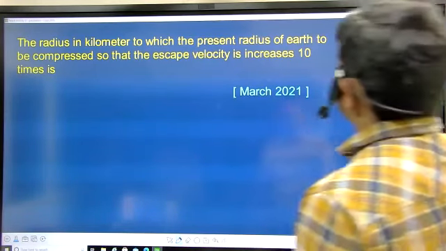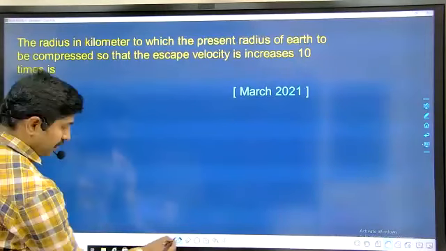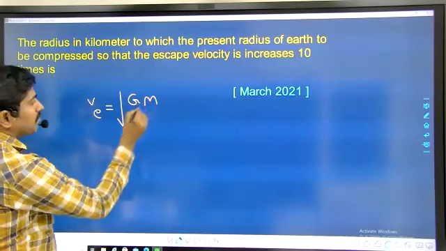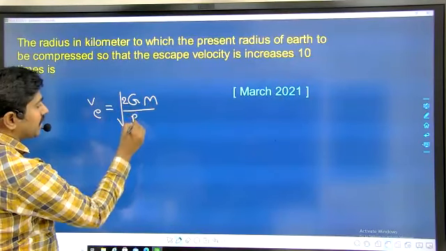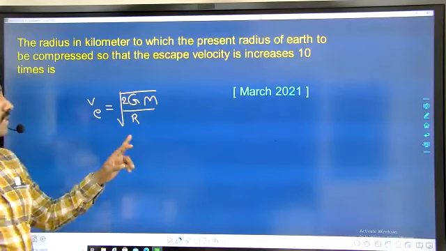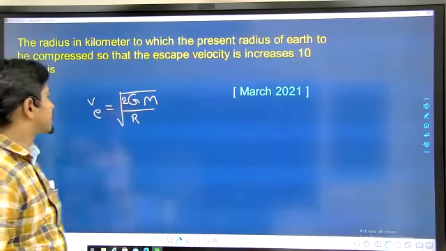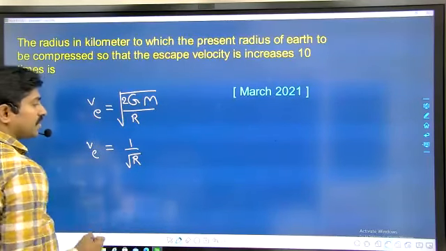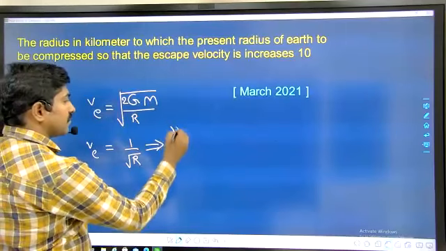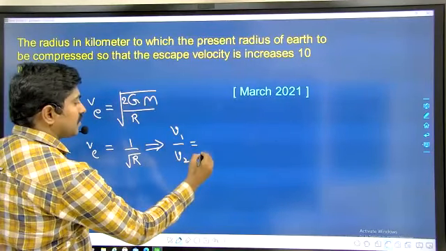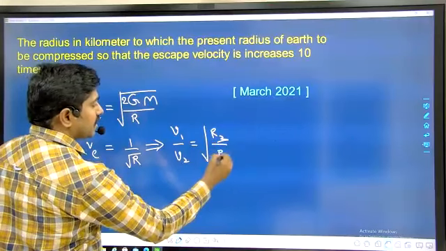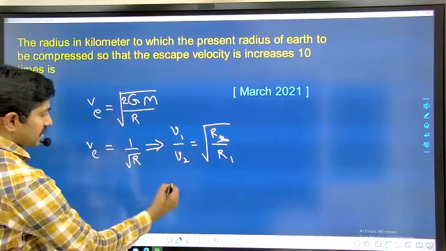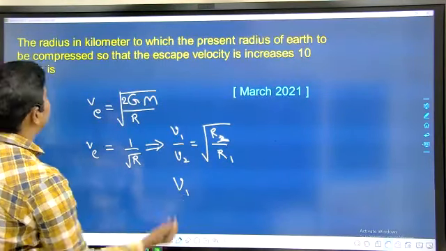What is the relation between escape speed and radius? I think all of you know here that escape speed is nothing but root over 2GM by r. How does it depend on r? It is given only compressed. Mass does not change, so V_E can be taken as 1 by root r. Here two cases are taken, so you can write V1 by V2 is equal to root over r2 by r1. Now, in the first case, what is the escape velocity? Just consider V, or V1 you can write.